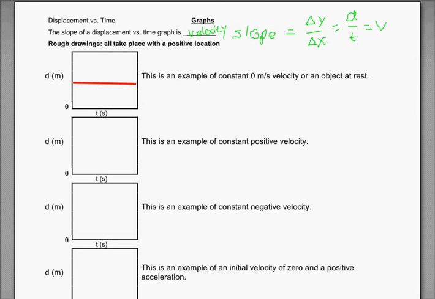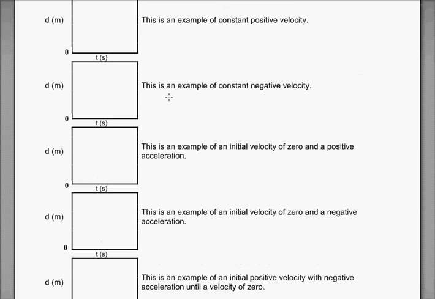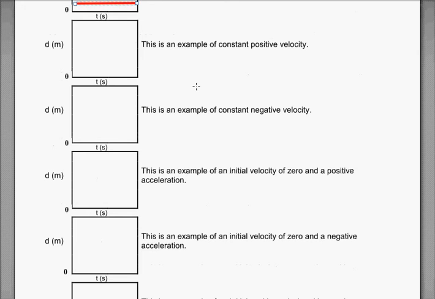Now you could make this line, I only have one color of line to make. You could make this line here, you could make this line here, however you want to make this line, as long as it's horizontal. Good. This is an example of a constant positive velocity. Well, positive velocity means positive slope.